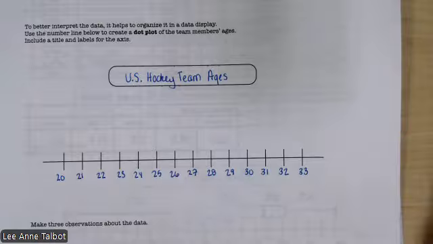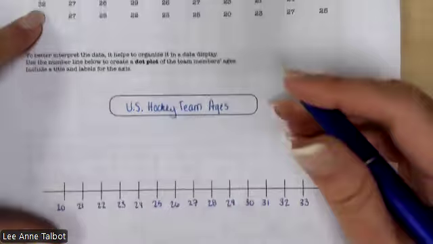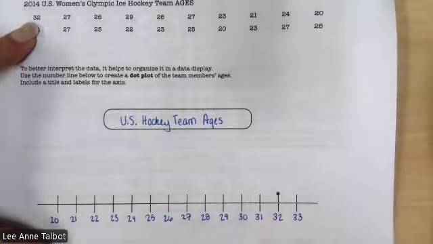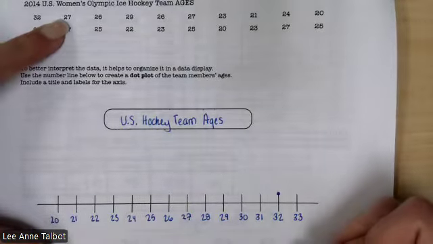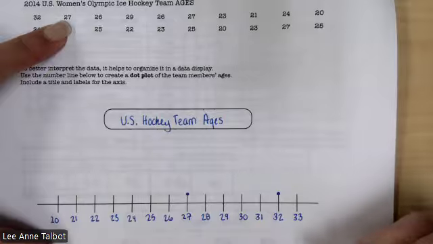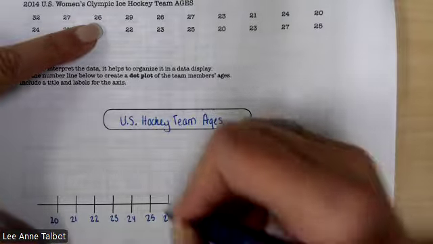Okay, and then all you have to do with a dot plot is put the dot in the right spot. You have to make them evenly spaced. So I like to use this to help me start. My first number up here is 32, so I'm going to put a dot in the 32 spot. And my next number is 27, so I put a dot in the 27 spot. And my next number is 26.